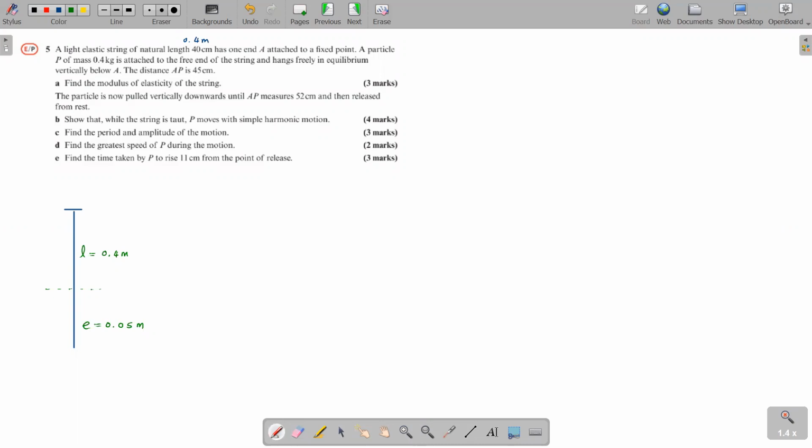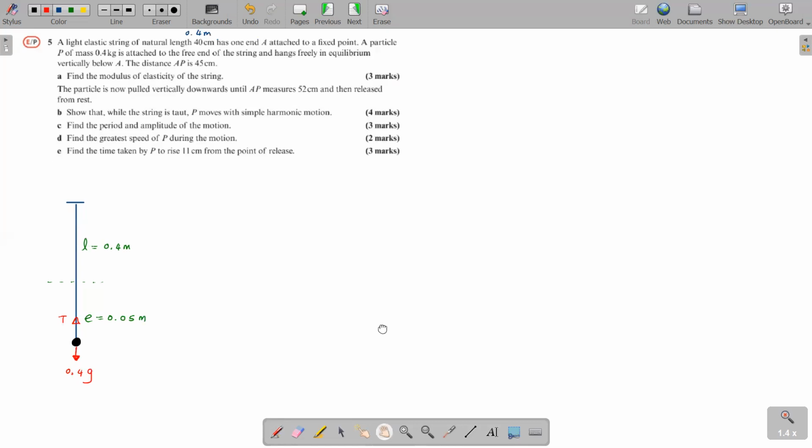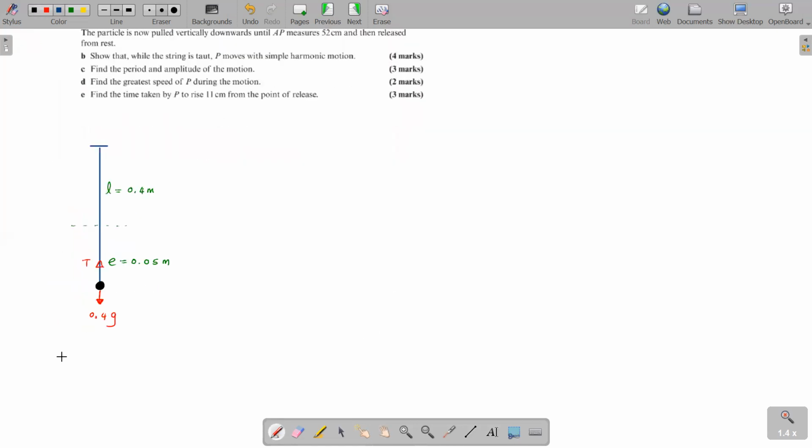Okay, so this is the particle. So the extension is why? Because of the weight of the particle. They are asking you to find the modulus of elasticity. How do you find the modulus of elasticity? So consider the forces here: tension, and this is 0.4 g. So let's make them equal to each other. Tension is equal to 0.4 g.